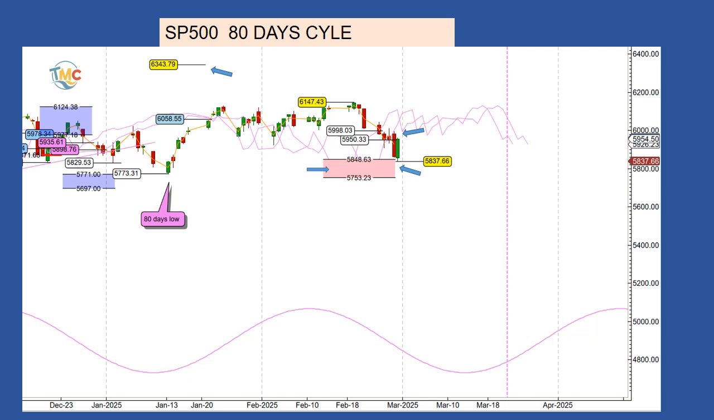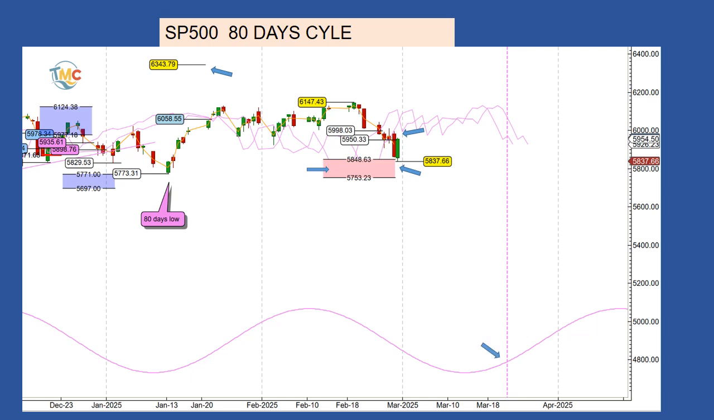The Friday's 5,837.66 low entered slightly the top of the zone, meeting its target. Is it the end of the decline? Not necessarily, because the next 80 days low is scheduled to form on March 22nd, the vertical purple dashed line.